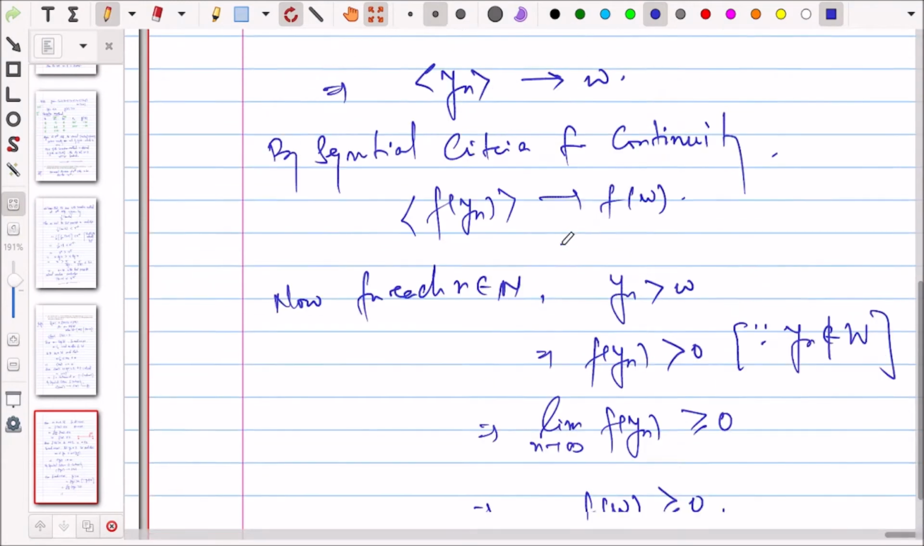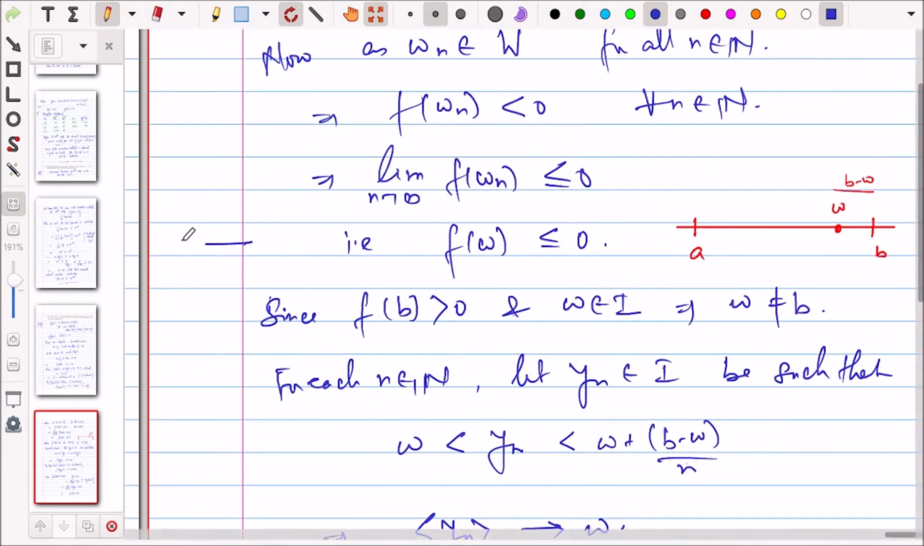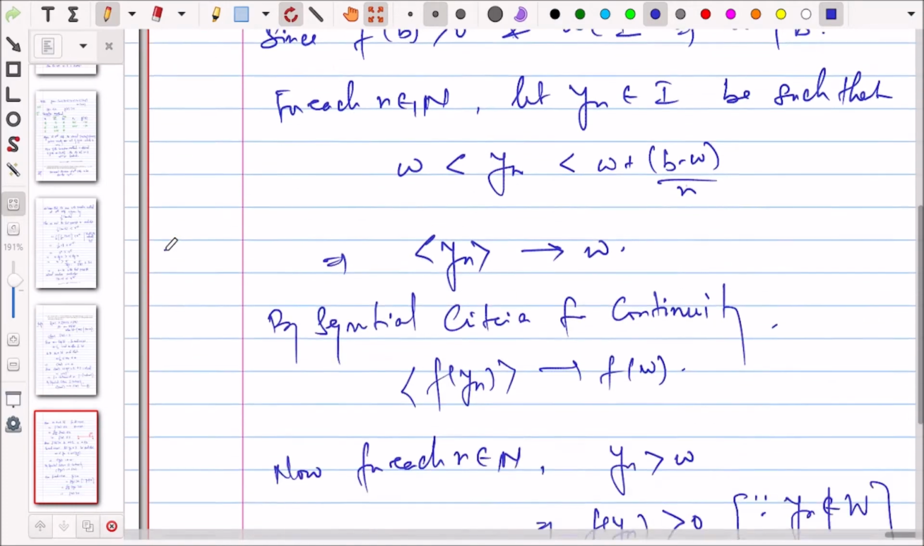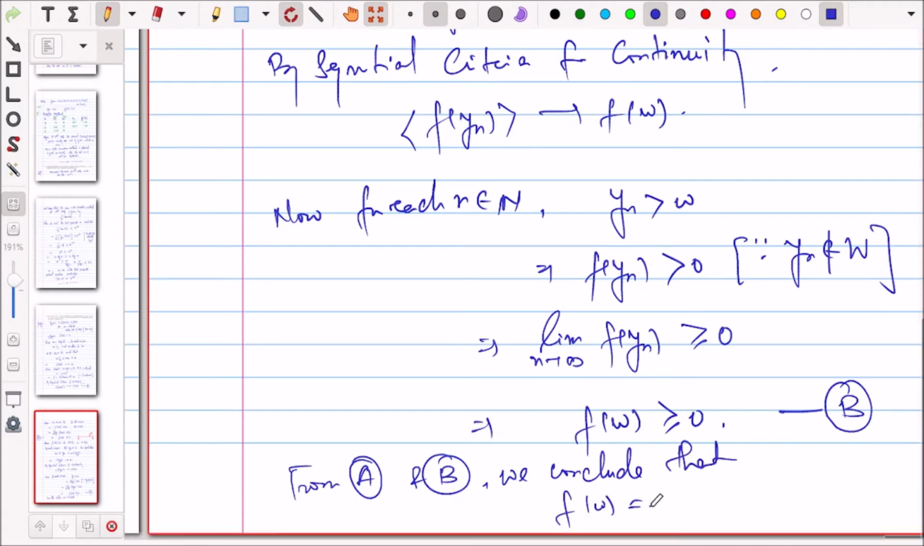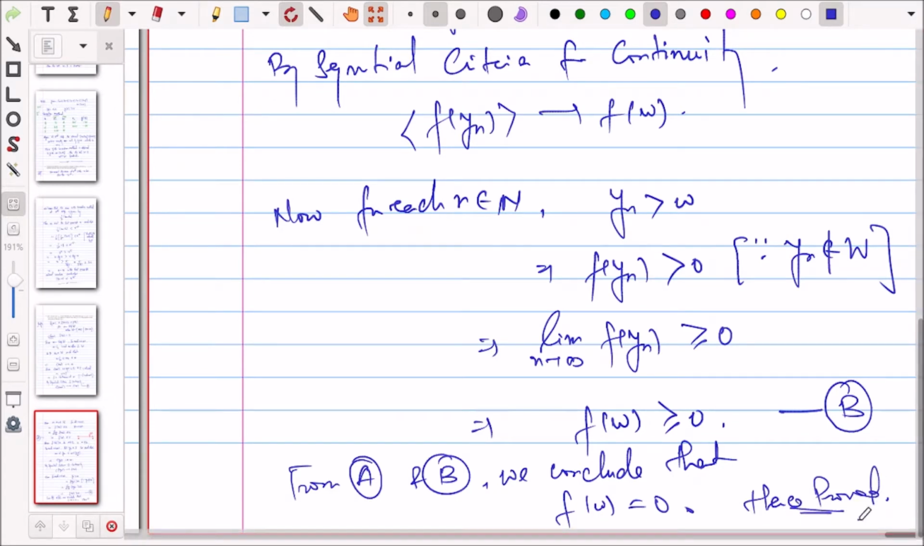So from star and from A and B, which we marked as A and B, we conclude that f of w is equal to 0, hence proved. So this completes our question number 11.